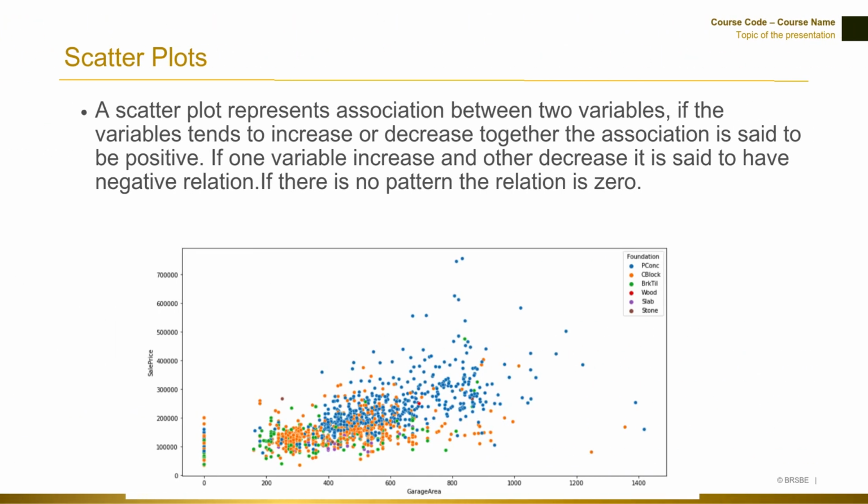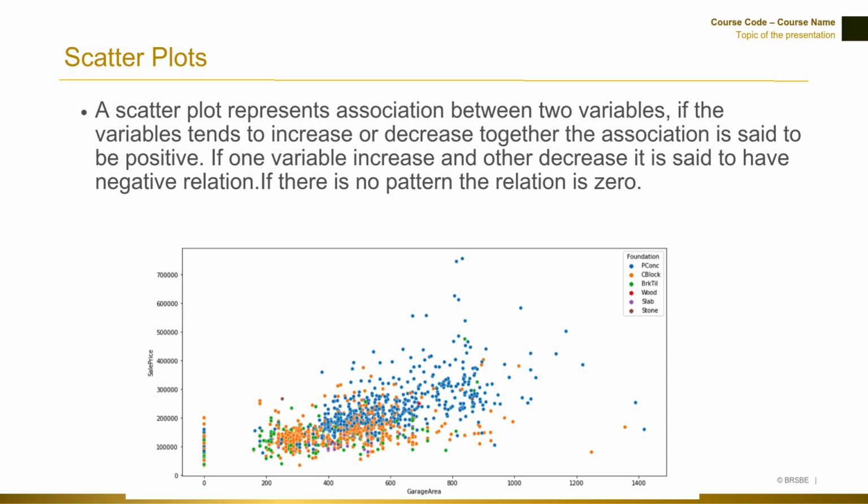Next is the scatter plot. A scatter plot is a graphical representation used to display the relationship between two quantitative variables. It is a fundamental tool in exploratory data analysis, allowing researchers to visualize potential correlations, trends, and patterns in the data. The scatter plot consists of the following key components.